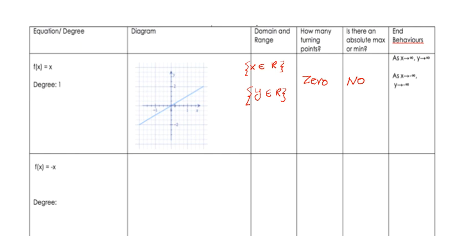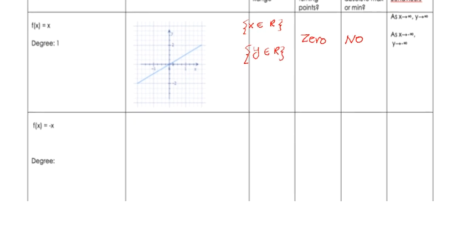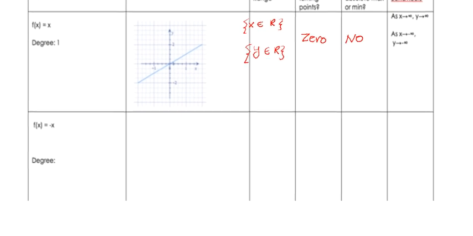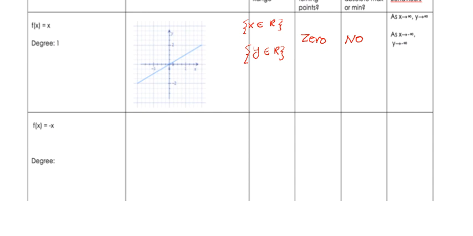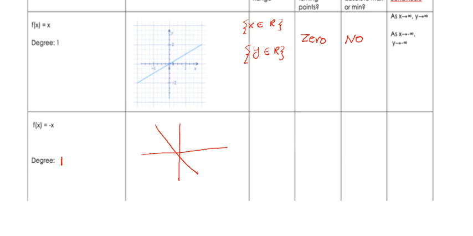Polynomial functions. What happens if I have f of x equals negative x? What's the degree? Degree 1. Increasing or decreasing? Decreasing. So it's going to be a linear function going through the origin. Sorry guys, this is supposed to go through the origin. This is the best I can do here. Okay, then this is the origin.